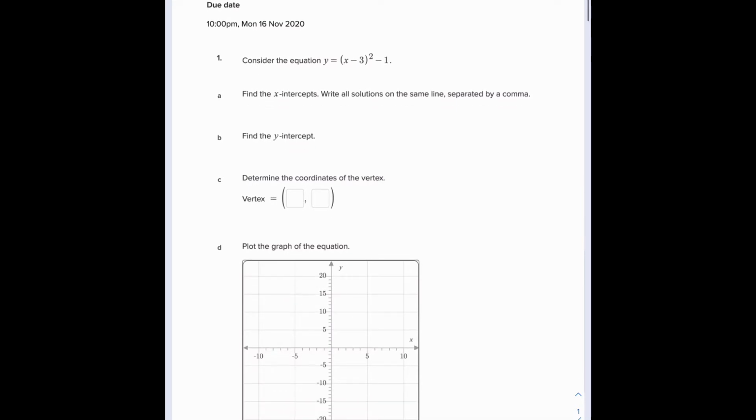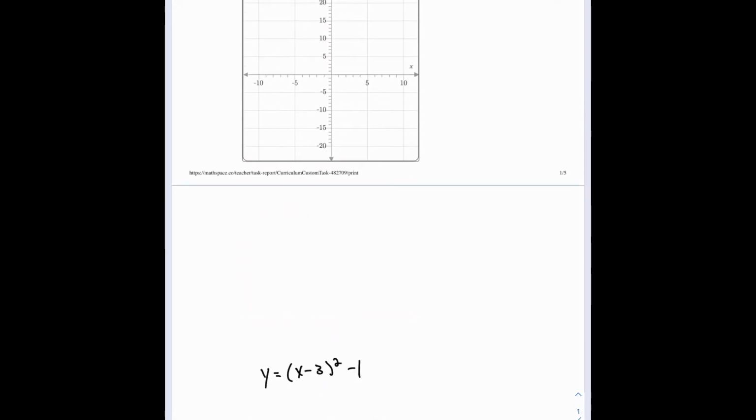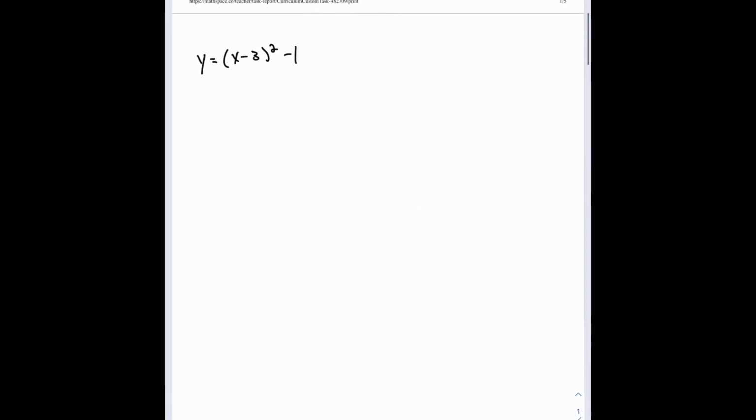So as we look at this first question, we're looking at the equation y equals the quantity of x minus 3 all squared minus 1. And the first thing we're asked to do is find the x-intercepts. So I'm going to move this to a clean page. The first thing we want to do when we find the x-intercepts is set y equal to 0. Okay? So now we've done this, and there's two ways you can proceed from here.